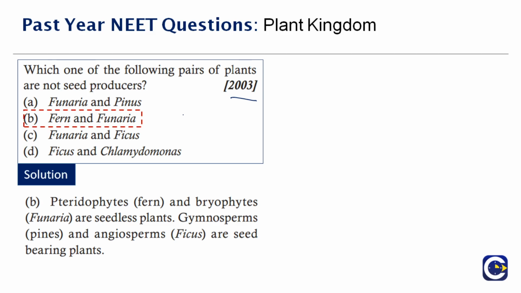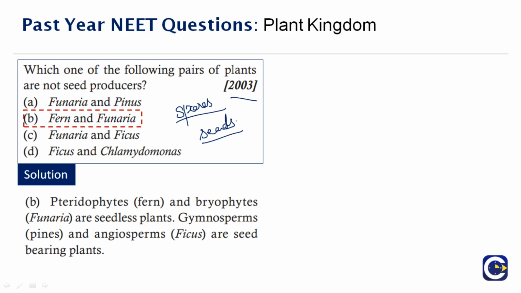Which one of the following pairs of plants are not seed producers? Pteridophytes and Bryophytes, as we all know, they are seedless plants, right? Gymnosperms and Angiosperms are seed-bearing plants. Pteridophytes and Bryophytes do not produce any seeds, they produce spores, right? And Angiosperms and Gymnosperms are majorly producing seeds. Their whole reproduction is dependent on seeds. Gymnosperms are seed plants in which the conducting part is the xylem, and they have a vascular system also. This is what makes them most special.